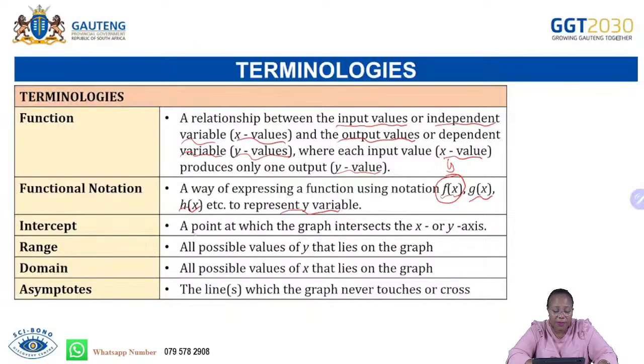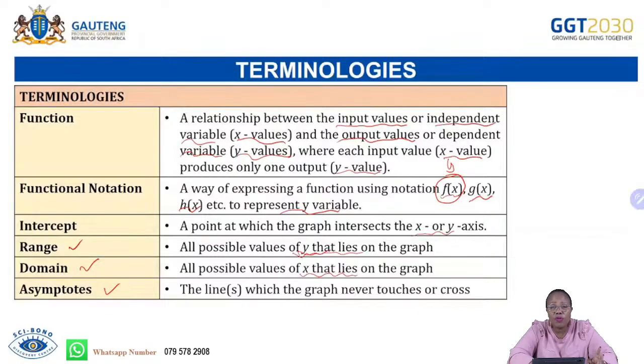And the intercept is the point at which the graph intersects your x or y axis, grade 12. Any point on your x or y where your graph will cut your y axis or cut the x axis, that is your intercept. And then the range are all positive values of y that lie on your graph. All values that lie on the graph, but it must be what? The y values. The domain is the x values that lie on the graph.